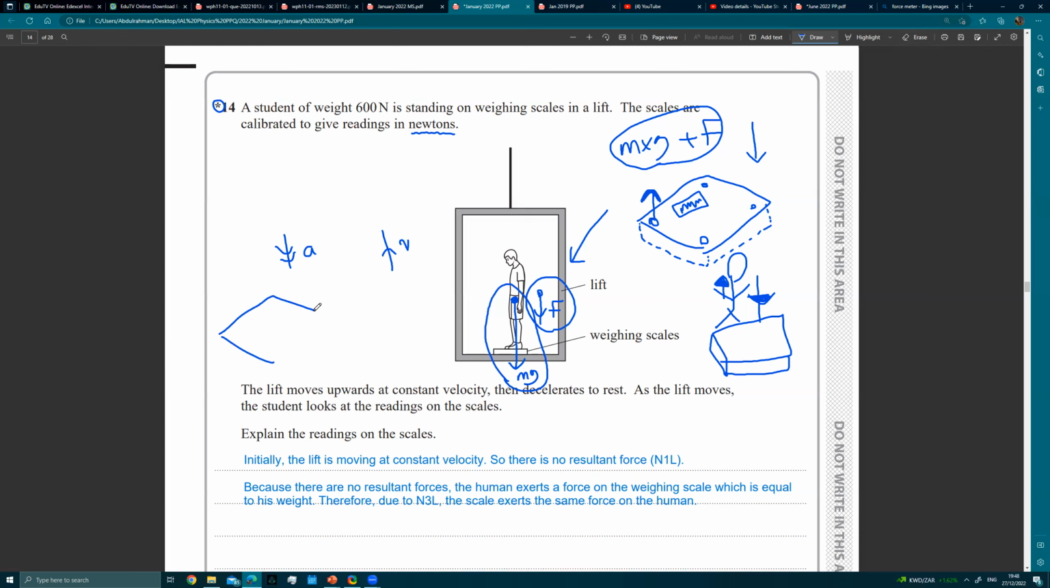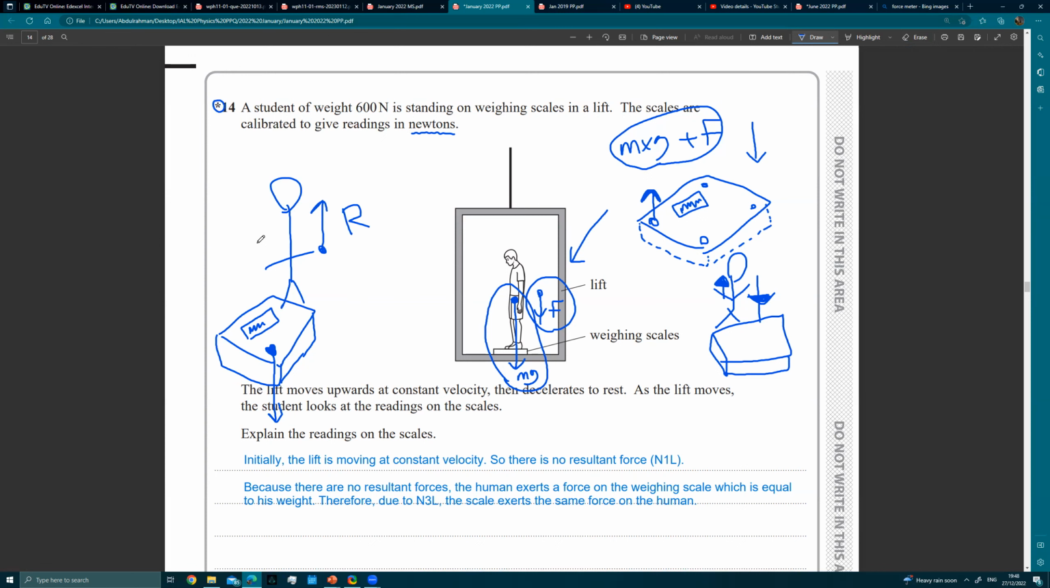Because here's your lift, here's your scale. The total force acting on the scale is what gives you the reading. And the total force which acts on the scale is the total force the scale is going to act on the human or whatever's standing on it, right? So let's repeat that one last time. The total force acting on the scale gives you the reading, and the total force acting on the scale is going to apply the same force backwards. That's why we refer to it as the reaction force.